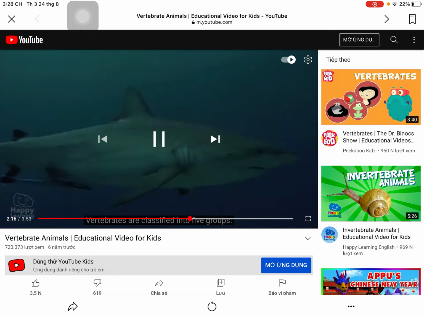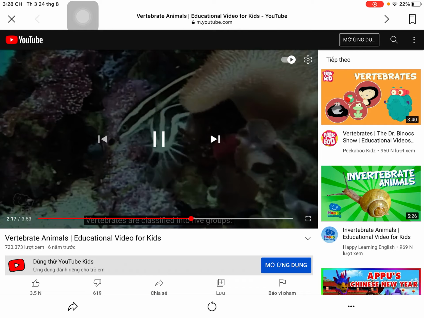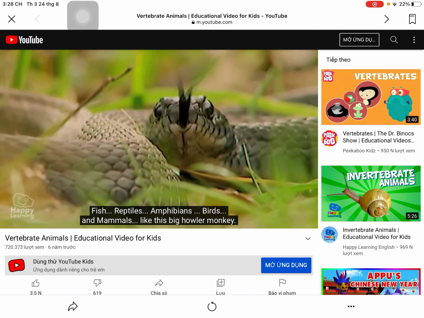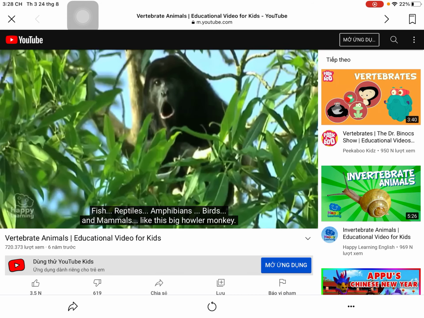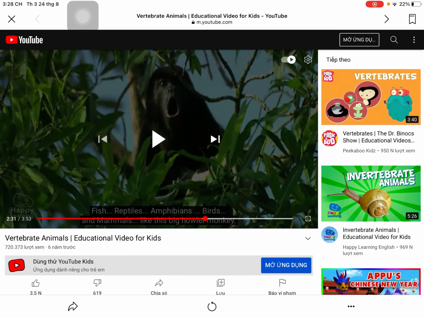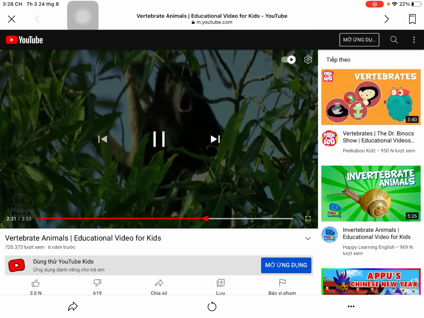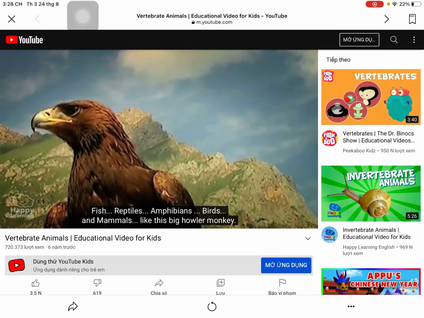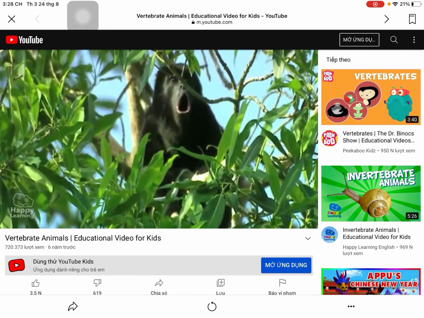Vertebrates are classified into 5 groups: fish, reptiles, amphibians, birds, and mammals, like this big howler monkey.